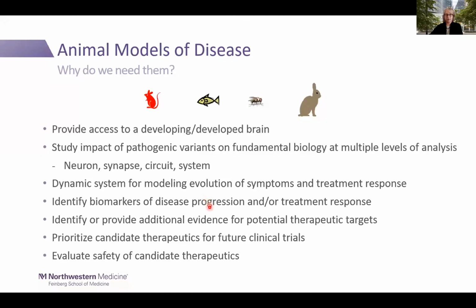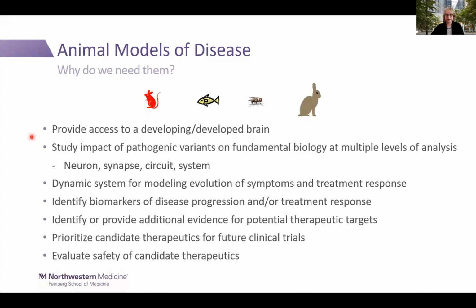And just in full disclosure, this is going to be mostly aspirational because we have just transitioned into making a mouse model for KCNH1. So why do we want to do this? What's the value of having an animal model?